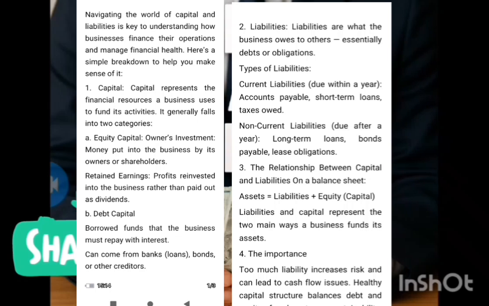These are the resources of a business. Before venturing into a business, a businessman is supposed to know how this business is going to be financed. Is it going to be financed more with debt capital, more of liability, more of equity capital? It is very important to know this. And once you know this, you'll be able to run your business.